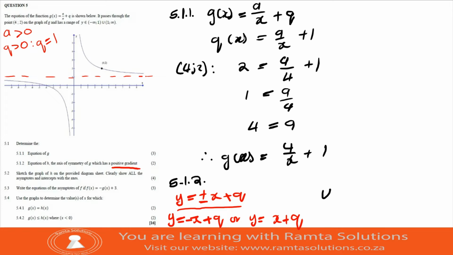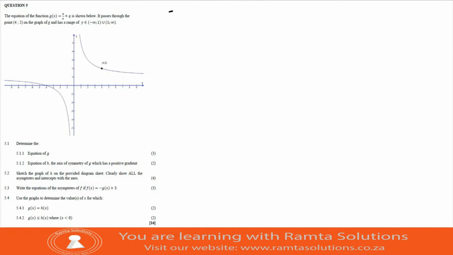Our answer is y is equal to x plus, what is the value of q? The value of q is 1. Right? We are done. By the way, they said we must call it h of x. Let me call it h of x. So let me say h of x equals x plus 1. Okay, so we are on the right track. Now let's head to the next question.